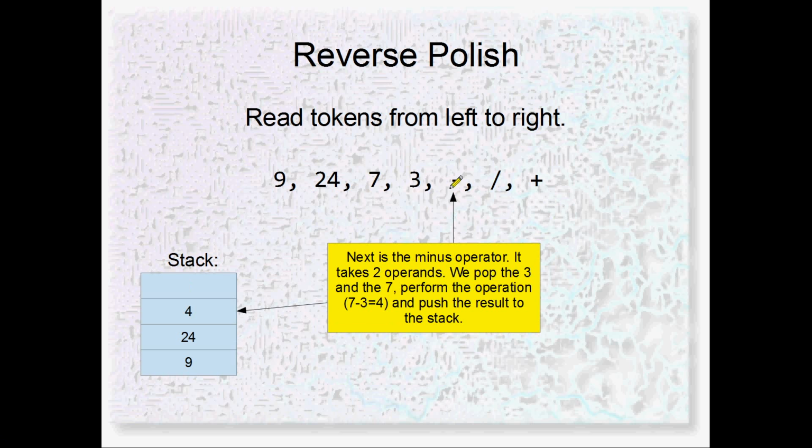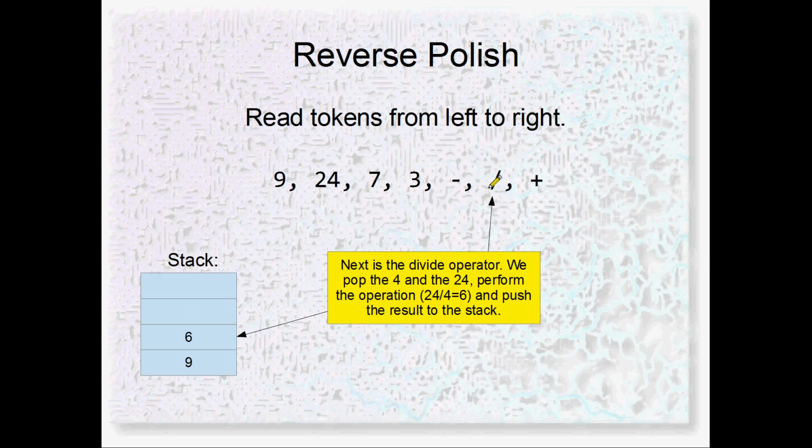After that we get an operator, the minus symbol. And the minus symbol takes 2 operands. We've programmed that in our algorithm somewhere. And so we know to pop 2 operands off the top of the stack, perform the minus, and push the result back to the stack. So 7 minus 3, those were the 2 operands. 7 minus 3 gives us 4. We push the result back to the stack.